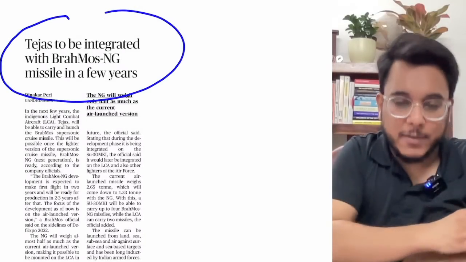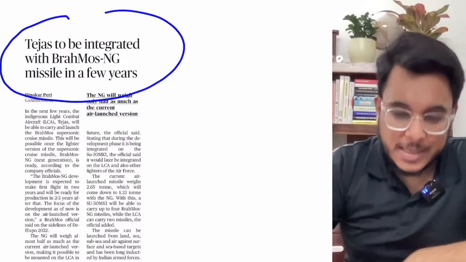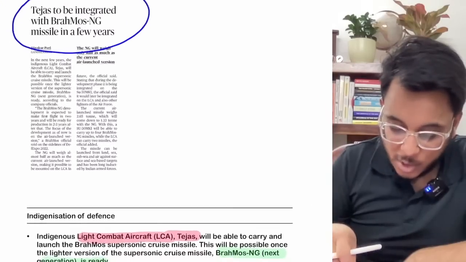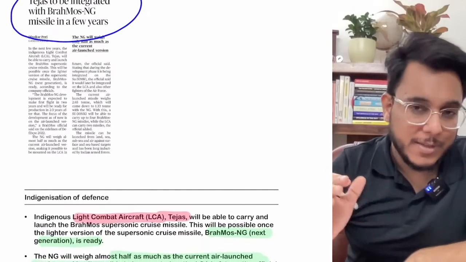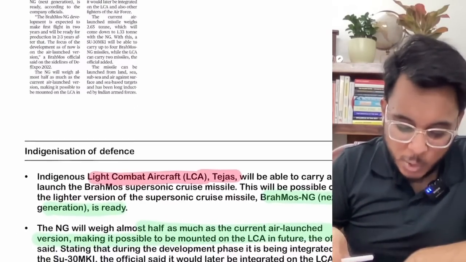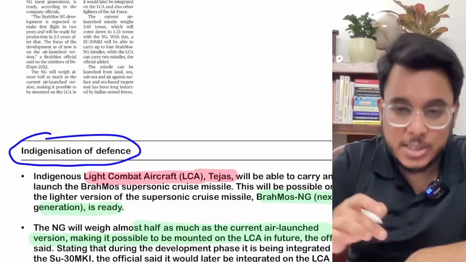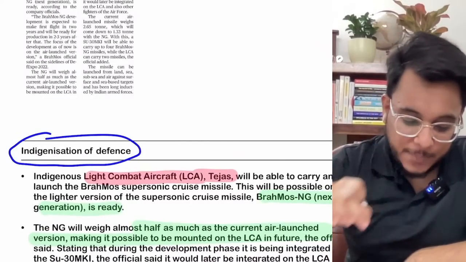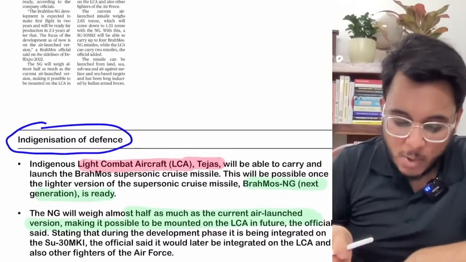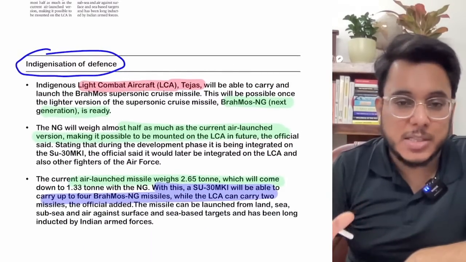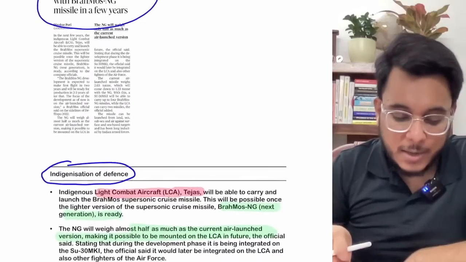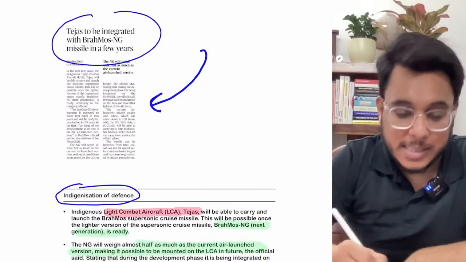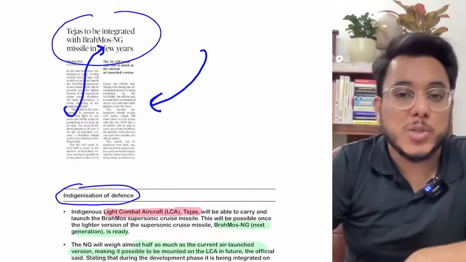Tejas to be integrated with BrahMos NG missile in a few years. Now, what is this article talking about? First of all, we will see it with respect to indigenization of defense, GS paper number 3. The article talks about the recent interventions the armed forces are making to make the light combat aircraft Tejas compliant with carrying BrahMos missiles.